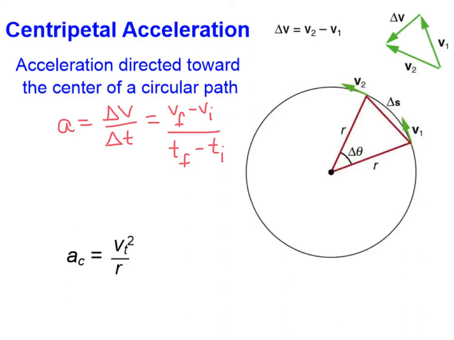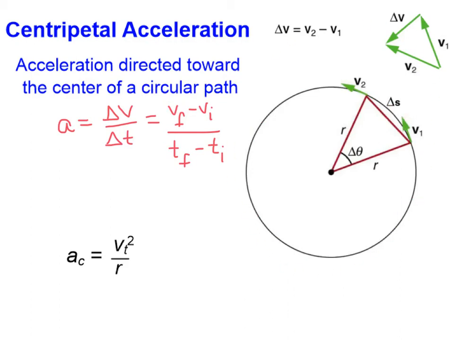For a car moving around in a circular path with constant speed, the acceleration is due to a change in direction. An acceleration of this type is called centripetal acceleration. It's directed toward the center of a circular path, and this is the equation that we can use to talk about centripetal acceleration. The c stands for centripetal acceleration.